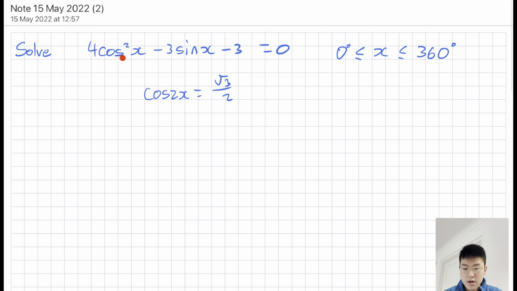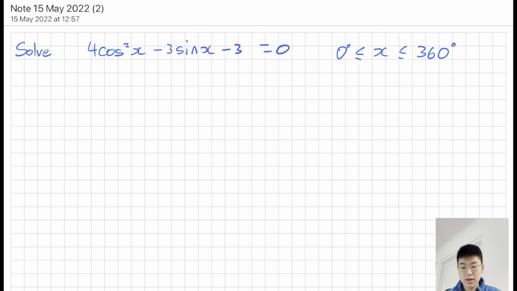But here we have 4 cosine squared x minus 3 sine x minus 3 is equal to 0. My biggest concern here is that we have two trig ratios. We have cosine squared x and sine x here. So the first thing that we should think about is how can we get rid of one of these, or not really get rid of it, but change it.